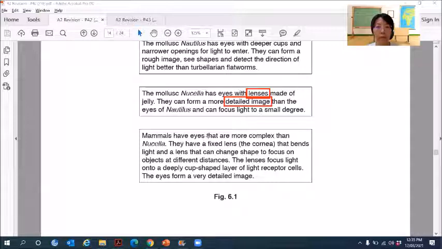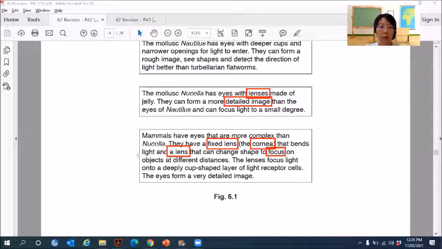It has got a fixed lens. A fixed lens means we only have one lens, whereas mollusks have many lenses. Can you see that? From many lenses it becomes one lens, which is the cornea. It can bend the light, and there is another lens which can change shape to focus. So one is to bend the light, and the other one is to focus the light.